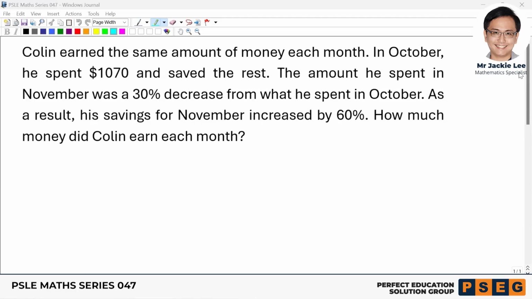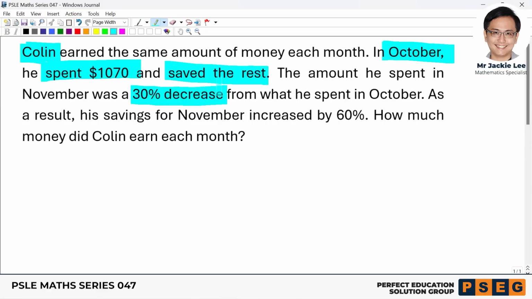Now we have Colin. He actually earned the same amount of money for each month. In October, he spent $1,070 and saved the rest. When it comes to November, his saving actually dropped 30% as compared to October. Meanwhile, his saving increased by 60%. So how much money did Colin earn each month?